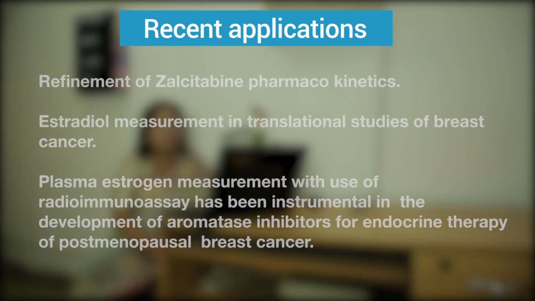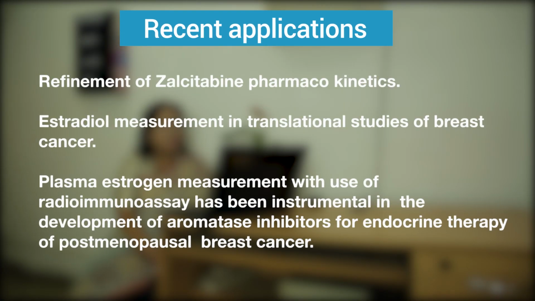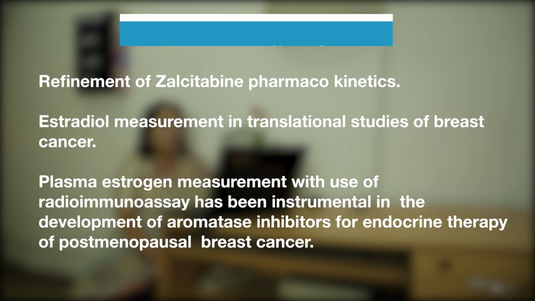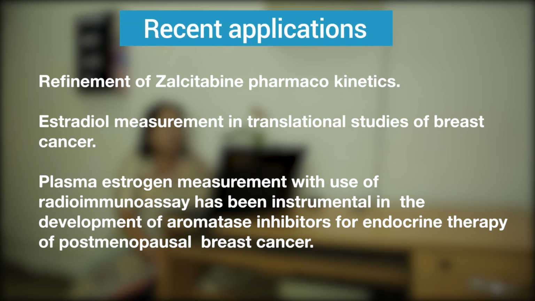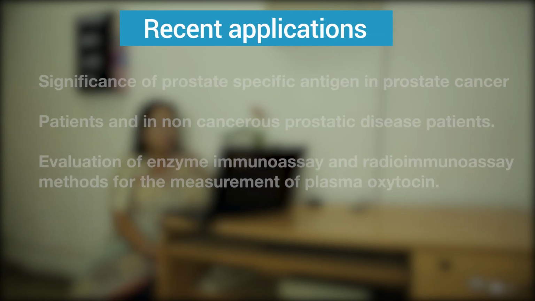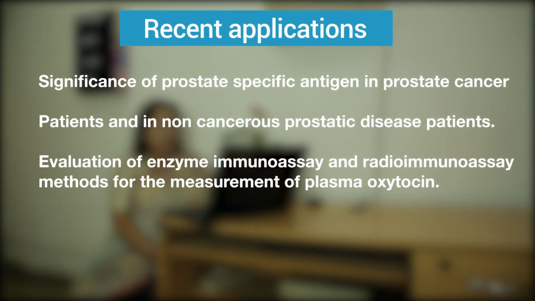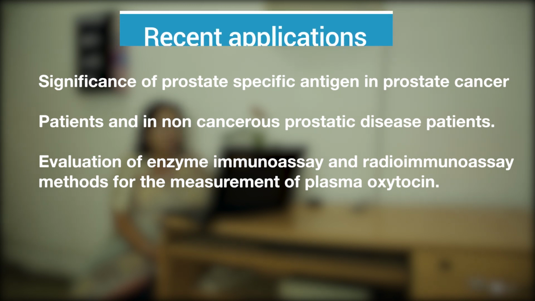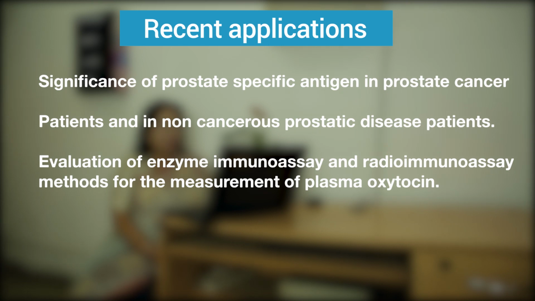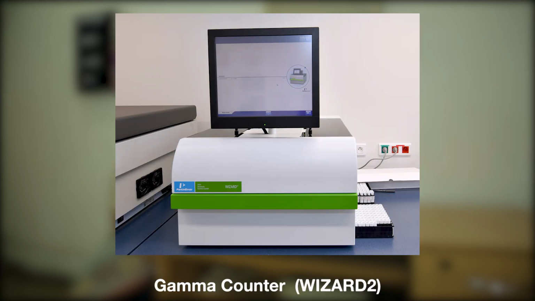So, recent applications of these radioimmunoassays: refinement of zalcitabine pharmacokinetics, estradiol measurement in translational studies of breast cancer, plasma estrogen measurement with the use of radioimmunoassay has been instrumental in the development of aromatase inhibitors for endocrine therapy of postmenopausal breast cancer, and the significance of prostate-specific antigen in prostate cancer patients and in non-cancerous prostate disease patients, and evaluation of enzyme immunoassay and radioimmunoassay methods for the measurement of plasma oxytocin. So this is the figure showing the gamma counter.